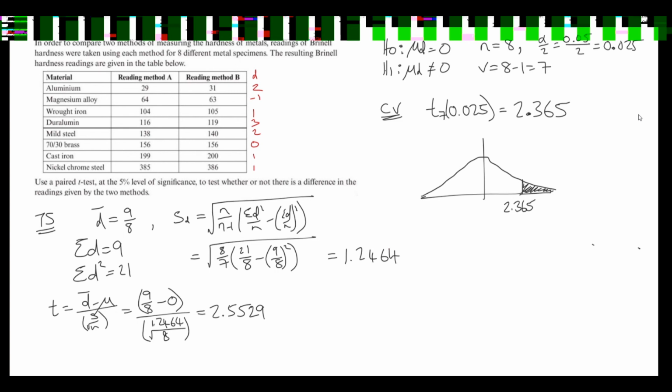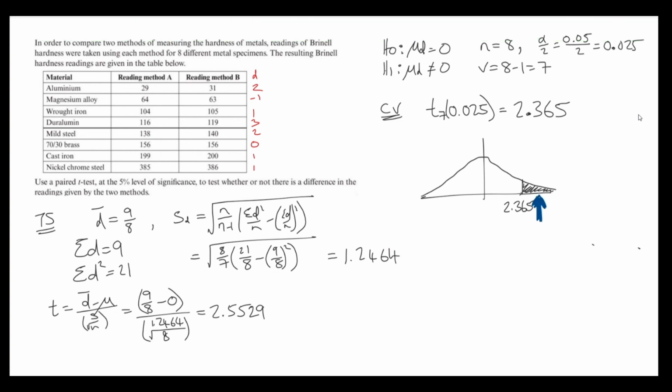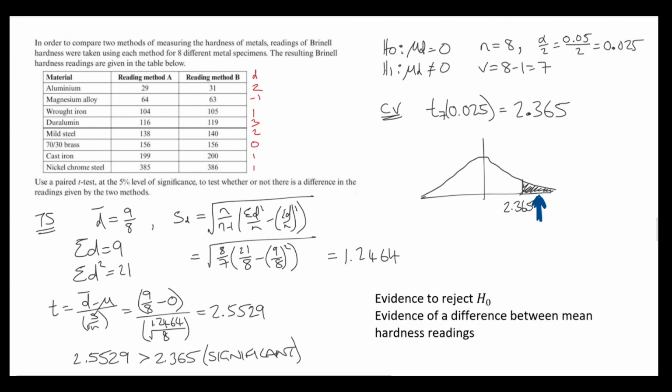Okay, is this a significant result? We're going to compare it to the critical value that we had, and this is in the critical region. We have a significant result. Let's summarize this as we usually do. So a numerical comparison. 2.5529 is greater than 2.365. That's significant. And we get our two conclusions that we usually do, one mathematical and one in context. So, yes, we have enough evidence to reject H0. Additionally, yes, we do have a difference between the hardness readings given by the two methods.